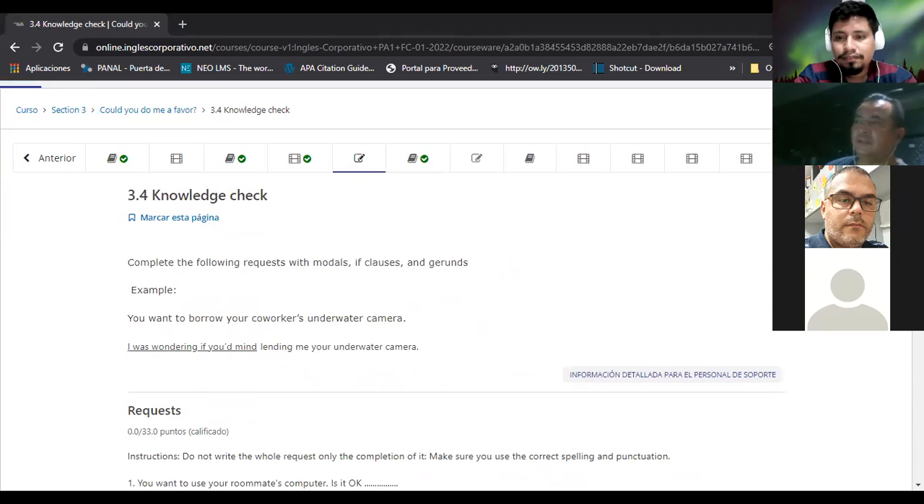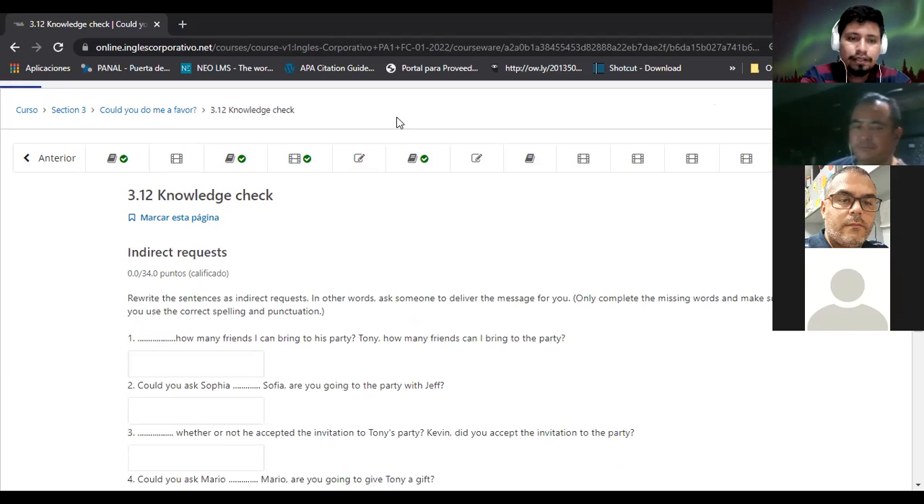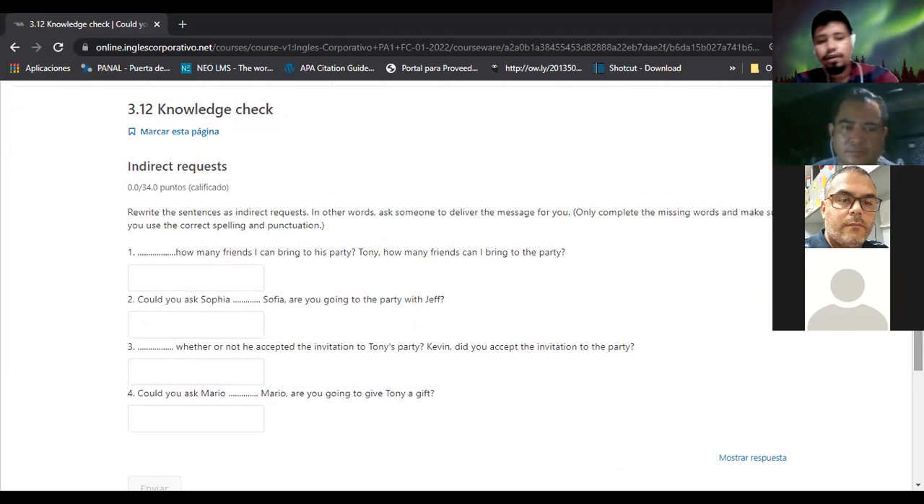Sí, teacher, ejercicios de la 3.12. La 3.12, veamos. En esta 3.12 íbamos a reescribir, perdón. La indicación dice: rewrite the sentence as direct request, in other words, ask someone to deliver the message for you. And it says only complete the missing words and make sure you use the correct spelling and punctuation. Okay. This one. Which one, sir? Number 1, 2, 3, or 4?